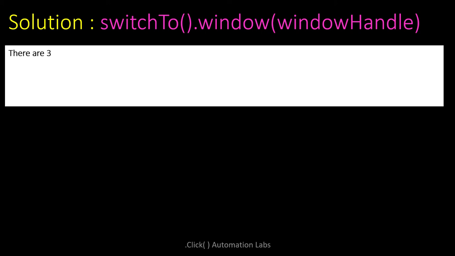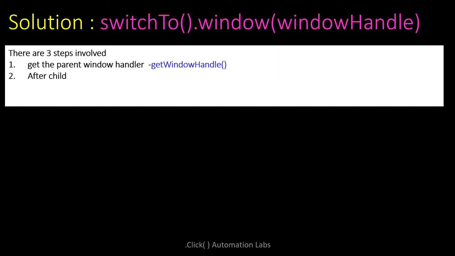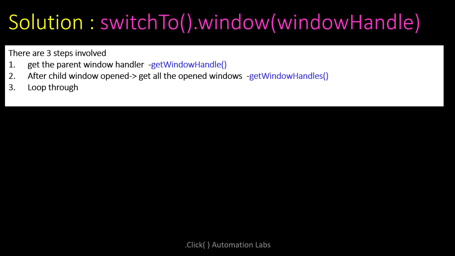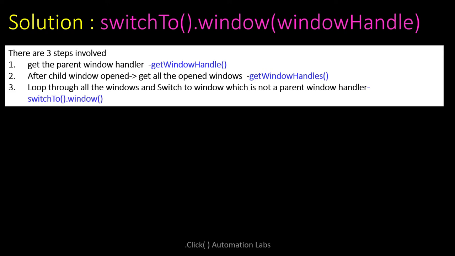So to handle this case, there are three steps involved. The first step is we need to get the parent window handler first. Means whenever you open application, get that window and store it in some variable. And after child window opened, use getWindowHandles to get all the windows. And now loop through all the windows and switch to the window which is not a parent window, so that's a child window. Okay, so to switch we need to use driver dot switch to dot window. Hope you got me right.